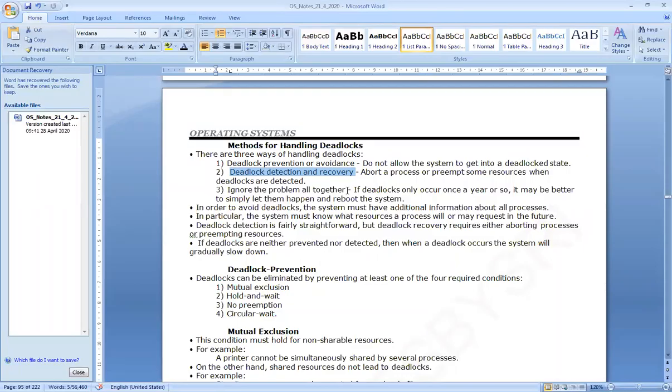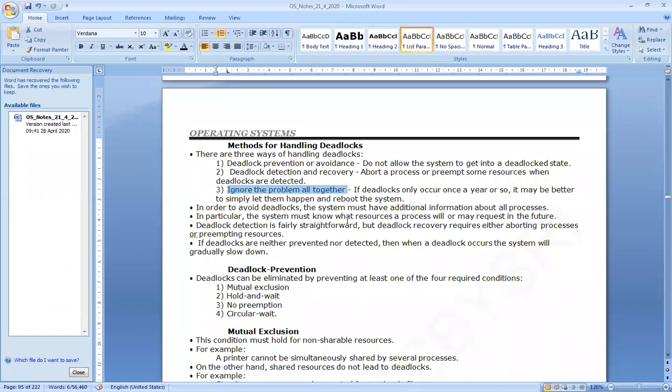The third method is to ignore the problem altogether. Simply ignore the problem, and don't think a problem exists. If a few processes are not working because of a deadlock situation, leave it like that and just continue with the other processes. If they get suspended because of the deadlock, don't worry. That is the last method of handling a deadlock: even if the deadlock situation occurs, simply ignore that problem and keep continuing with the other processes.